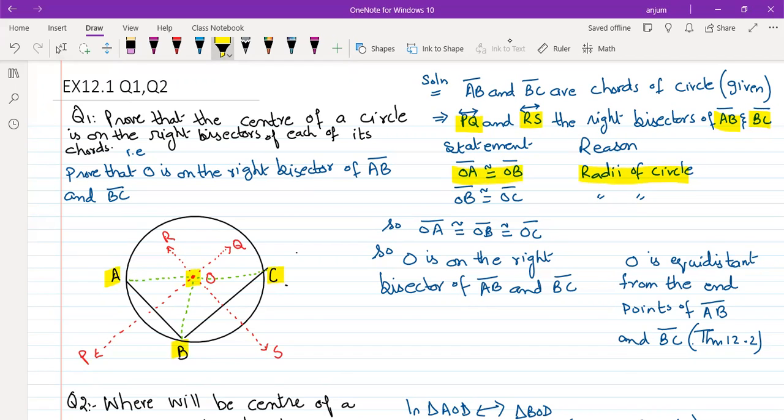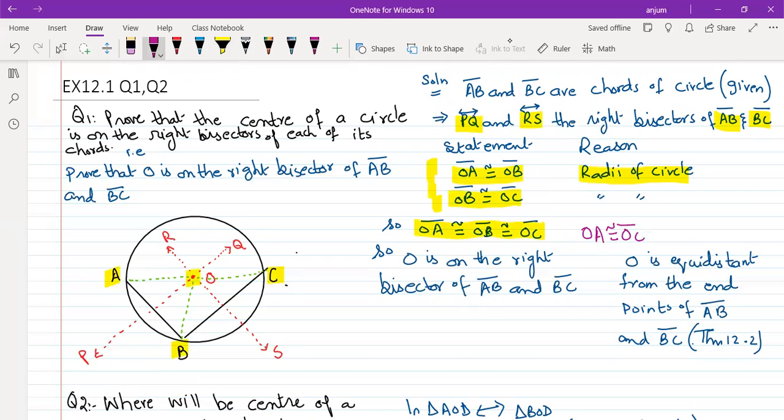Similarly, on the chord BC, we can say that OB and OC are congruent because they are also the radii of the circle. So from these 2 results, we can say that OA is congruent to OB is congruent to OC because all are congruent to each other. By this result, OA is congruent to OC. We can mention this result separately over here: OA is congruent to OC.